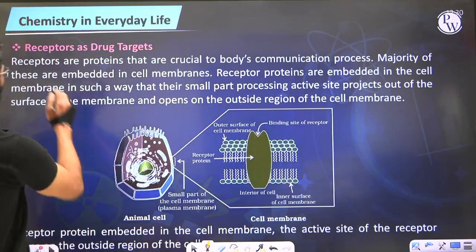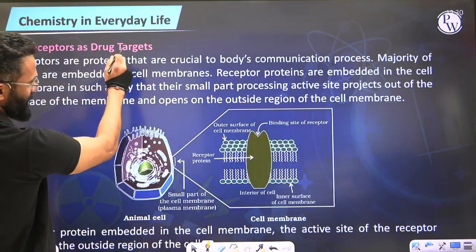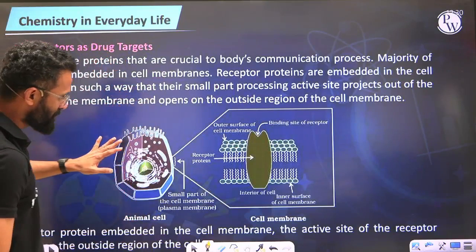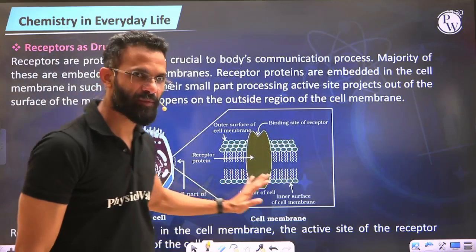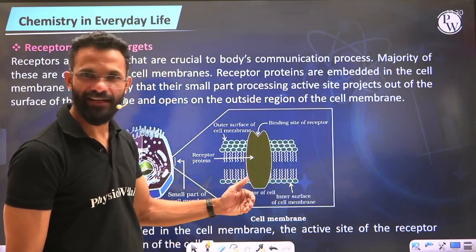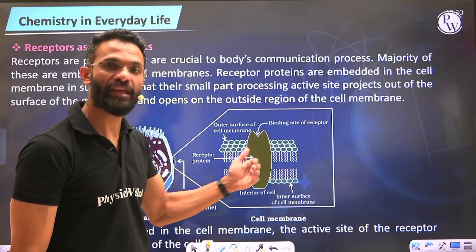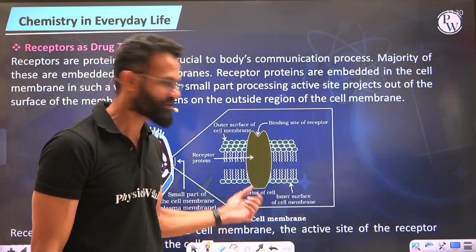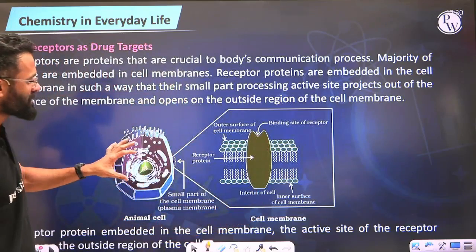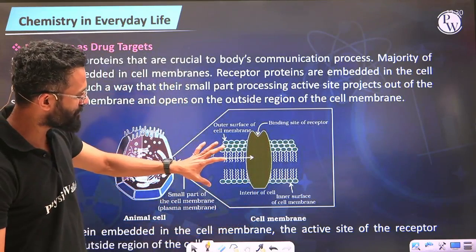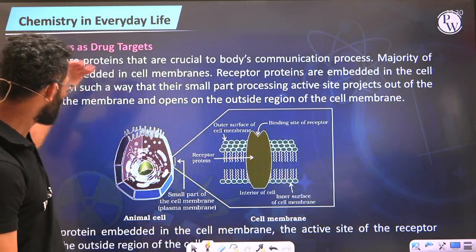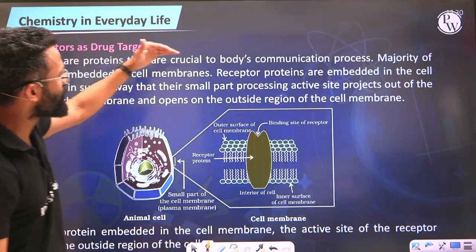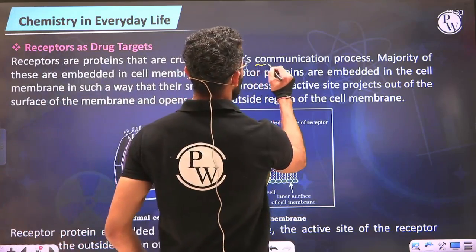Okay, so now we are talking about the receptor as a drug target. Let us read this basic information first to understand. You are absolutely not required to remember this diagram, but for understanding how the receptor communicates with the body, it is important for us to see at least the required part of it. So what is this? This is basically an animal cell, and this is the magnified image of a cell membrane. Let's come here. Receptors are proteins that are crucial for the body's communication process.